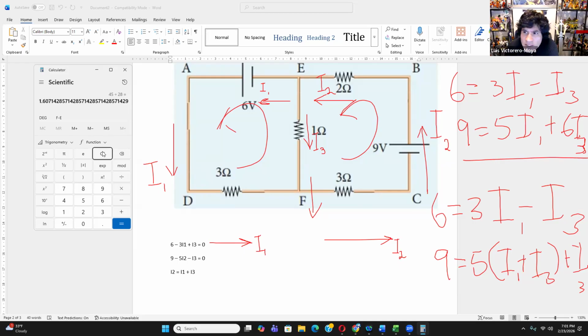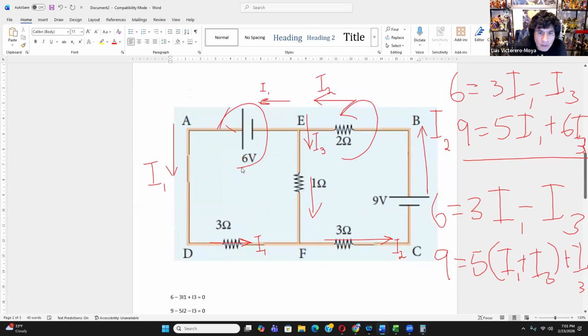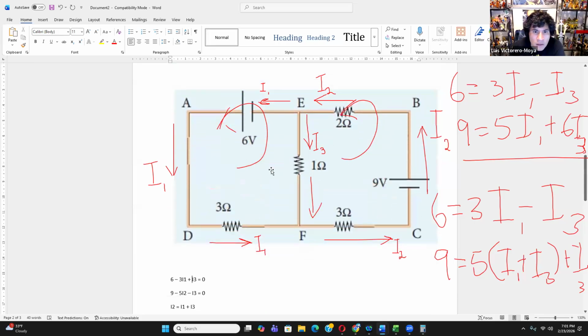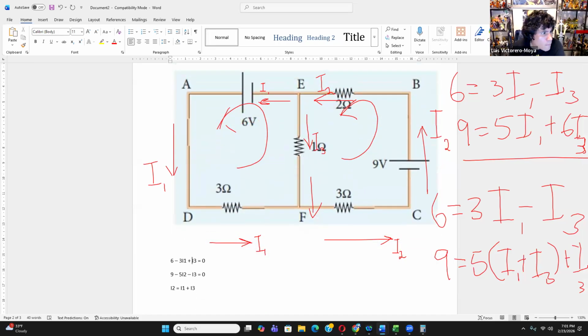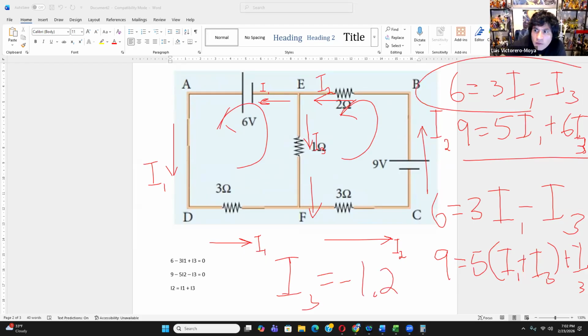So I1 is 1.6, I2 is 4.8, I3 is 1.2. It's negative 1.2. So that means, Professor, that I3 is in the opposite direction. I3 is negative 1.2 based on this equation here.